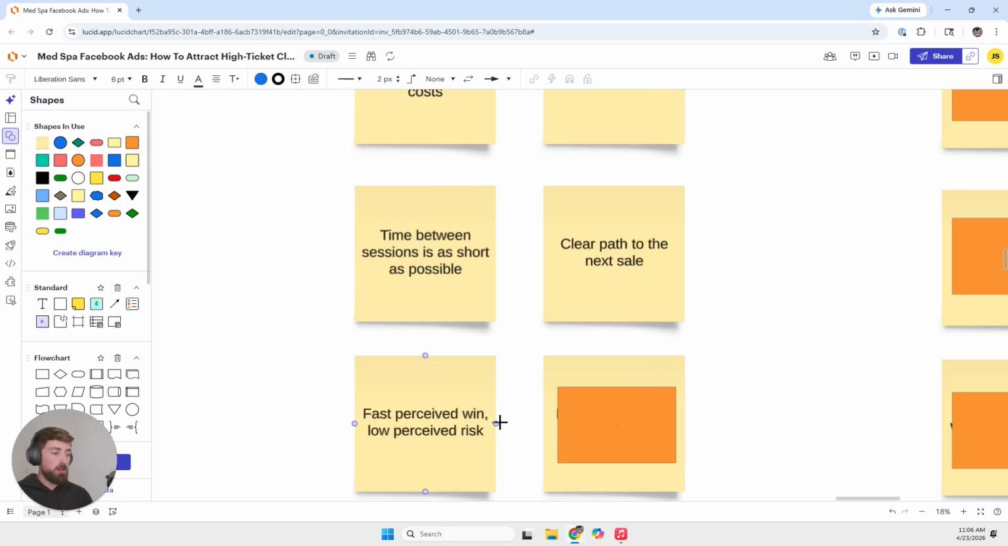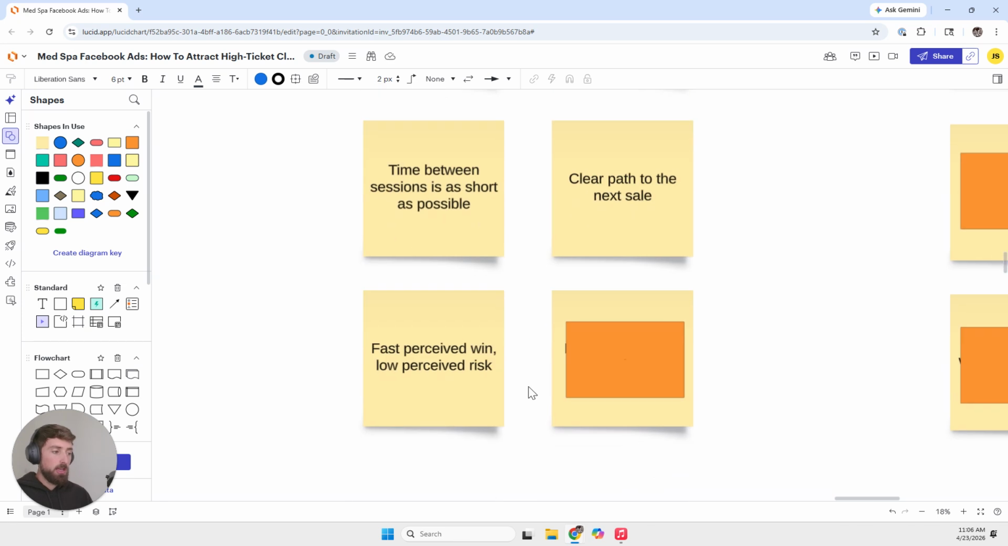The 5th thing here is a fast perceived win with low perceived risk. And so I paired these two things together. But what this means is that, yes, we do want something that requires multiple sessions, but we don't want to pick something where you get the first session and you're not going to actually see results until 6 weeks or a month from now or something like that. Because it's very difficult to advertise something where it's like, hey, come in and get this treatment and you're going to get the thing that you want from it in a very long time from now.